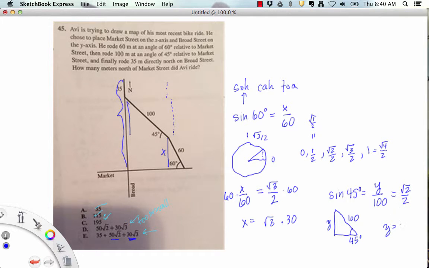So y is going to be equal to 100 square root of 2 divided by 2. Y is this 50 square root of 2. So that's the second piece. And then the third piece is up here.